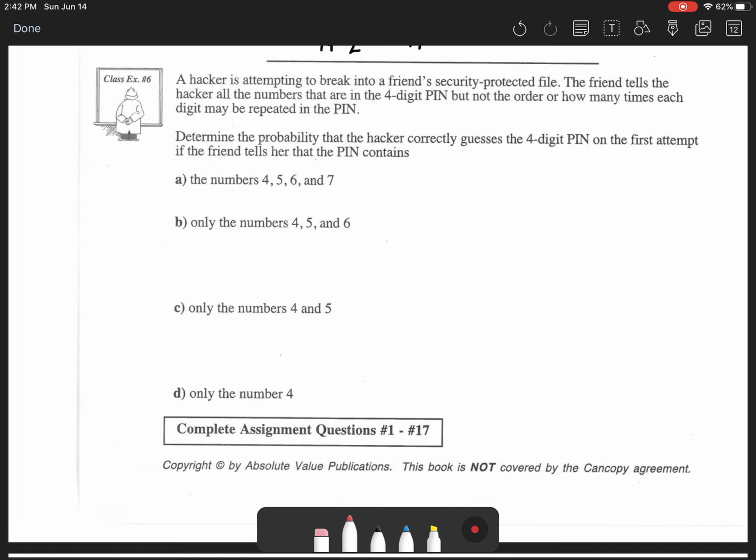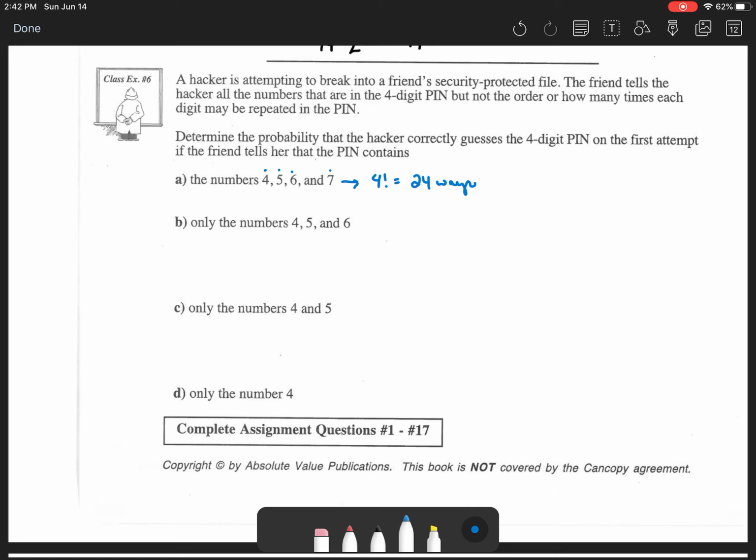Now, I have 4, 5, 6, and 7. Now, it's a 4-digit PIN, right? So I know that if I have 4 numbers, 1, 2, 3, 4, how many ways can you arrange four numbers? Well, that's 4 factorial. So that is 4 times 3 times 2 times 1. So that's 24 ways, or arrangements, for those four numbers.